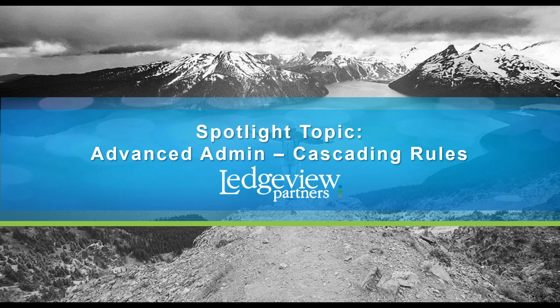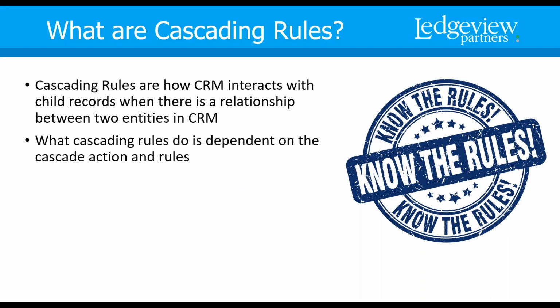Our next topic is cascading rules. This kind of dovetails off of the relationship portion. So what are cascading rules? Cascading rules are how CRM interacts with child records when there's a relationship between two entities in CRM. What cascading rules do is purely dependent on the cascade action and rules.